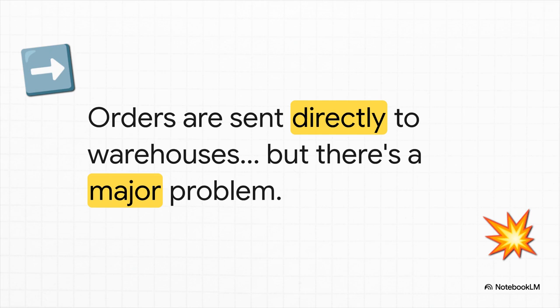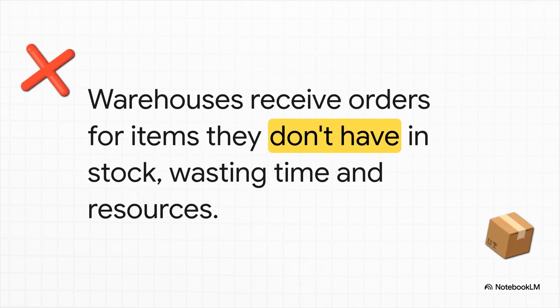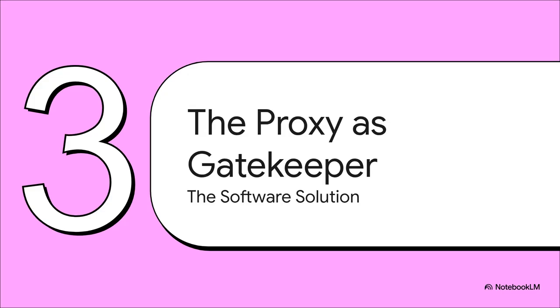But, well, it turns out there's a huge, costly flaw hiding in that simple logic. Here's the problem. The warehouses are constantly getting orders for stuff they don't even have in stock. This just wastes so much time, processing power, and logistics, because the system then has to cancel it, try to reroute the order, and in the end, it just creates a terrible experience for the customer. It's a mess. And this is where our software gatekeeper, the Proxy Design Pattern, swoops in to save the day.